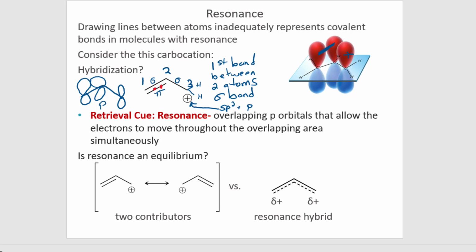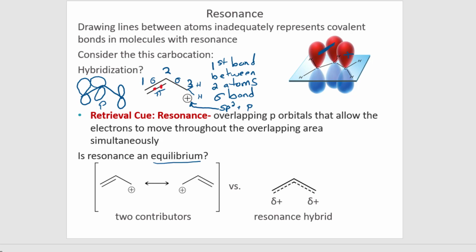Resonance is a way for us to understand that in certain situations, electrons are not stagnant, and thus the drawings that we draw for these cases are really not adequate in representing the full story. So what you're going to see is special arrows that we're going to use, and these arrows indicate resonance, not equilibrium.